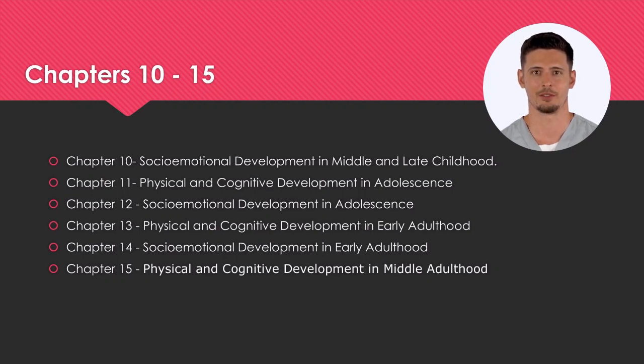Chapter 11 examines physical and cognitive development in adolescence. This period is marked by rapid physical changes, including puberty and the development of secondary sex characteristics. We will also discuss the cognitive changes that occur during adolescence, including the development of abstract reasoning and critical thinking skills. Chapter 12 delves into socio-emotional development in adolescence.